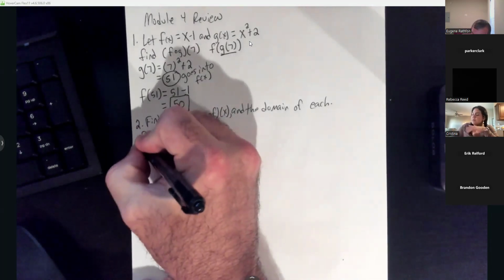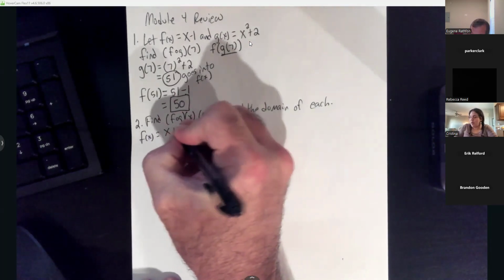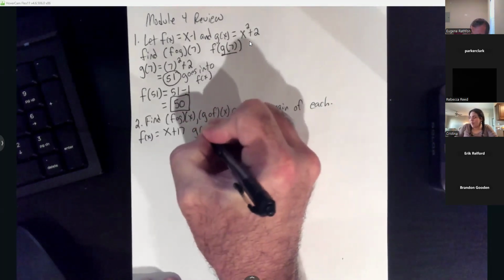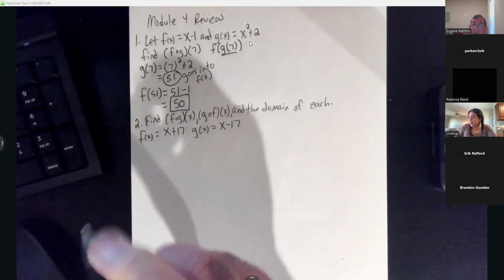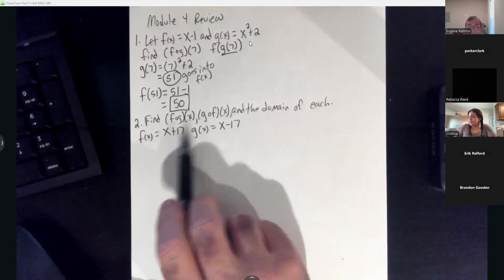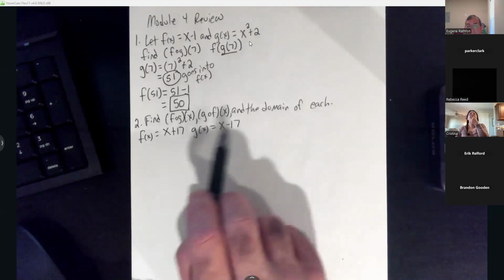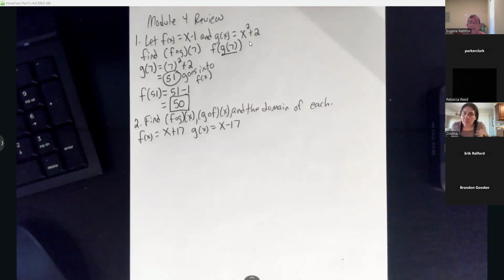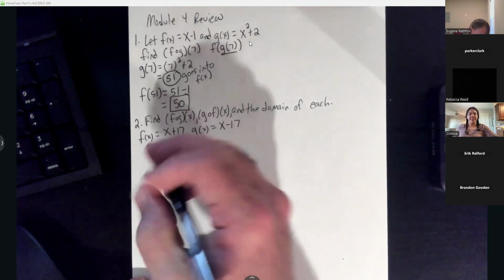Now for me, they're giving me f of x equals x plus 17, and then my g of x is equal to x minus 17. Y'all are going to be exactly the same other than the numbers, but it's going to be plus a number and then minus that same number. So I'm going to start with the f composed g of x.